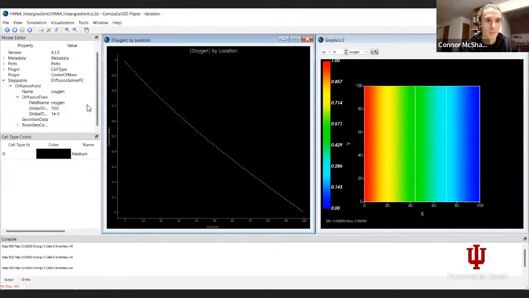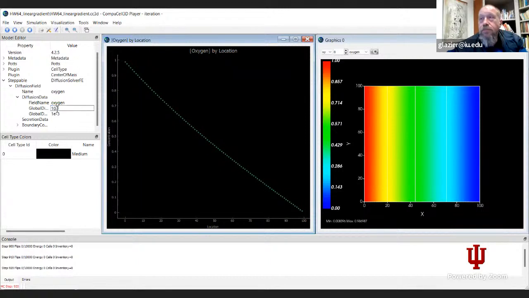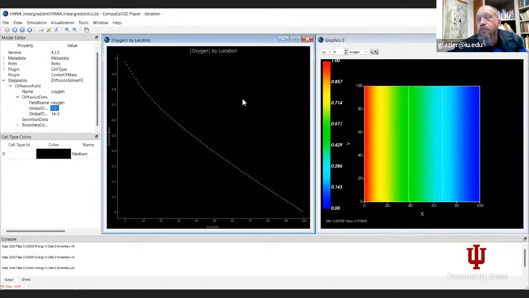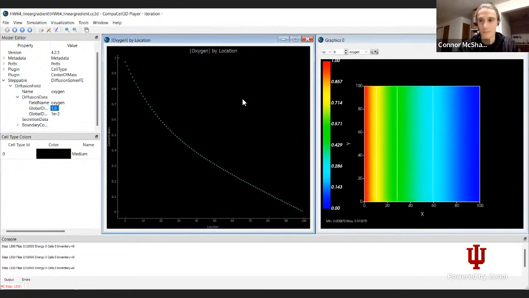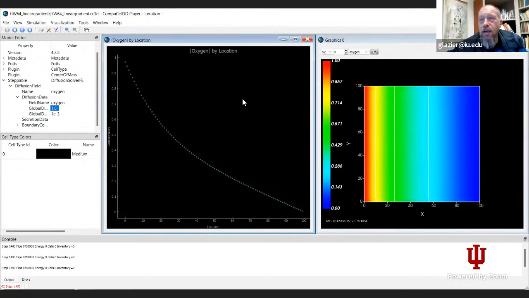But why don't you make the diffusion constant 1 instead of 10? See what happens. Now you can hit run and it'll keep going. Okay, that makes sense. Now you see the exponential. Notice that it's taking time to equilibrate. Look at the time bar.